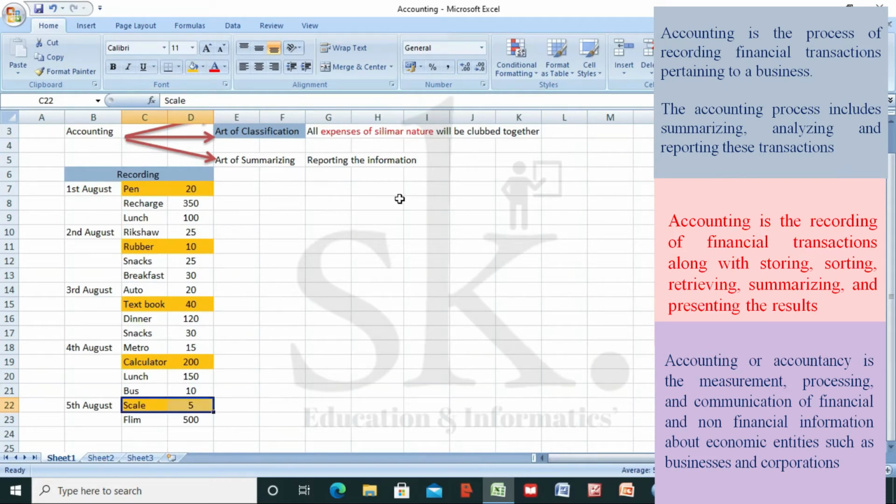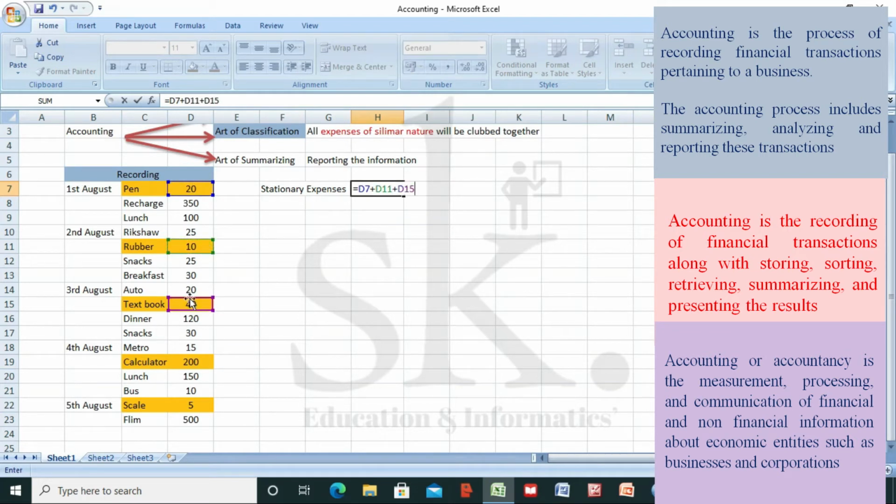Now if I club all this, these expenses which you have made with reference to pen, rubber, textbook, calculator and scale, can we put them under a head which I can term as stationery expenses? So I have made a head which I call stationery expenses, and if I sum it up, 20 rupees plus 10 plus 40 plus 200 plus 5 rupees, the total expenses incurred for 5 days, say for example, is 275 rupees.